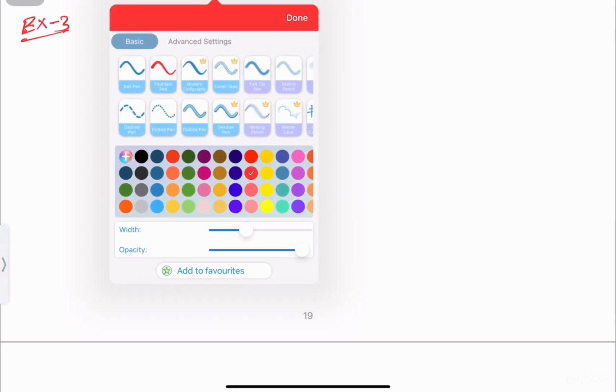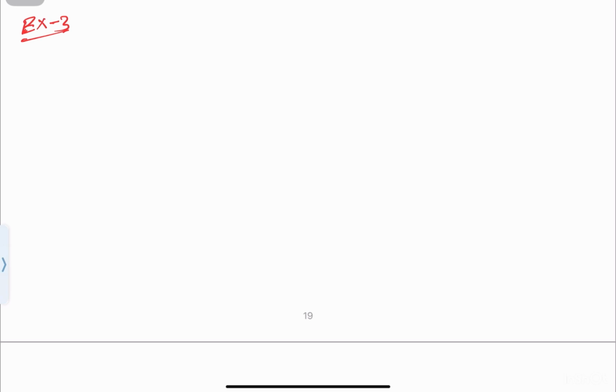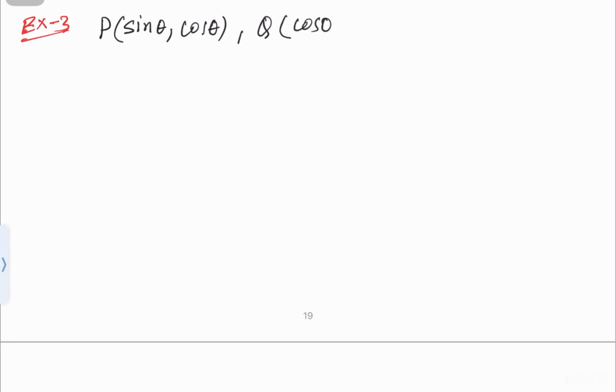Second question: what is the distance between 2 points? The first given point is P, which is sine theta, cos theta. The second point is cos theta, minus sine theta. Just find the distance between P and Q.